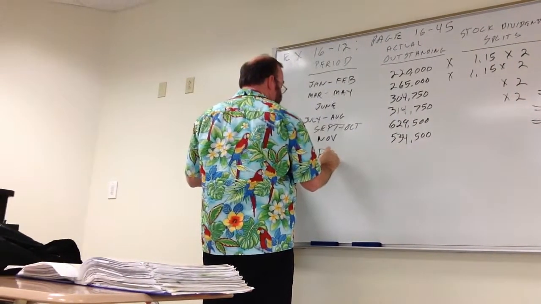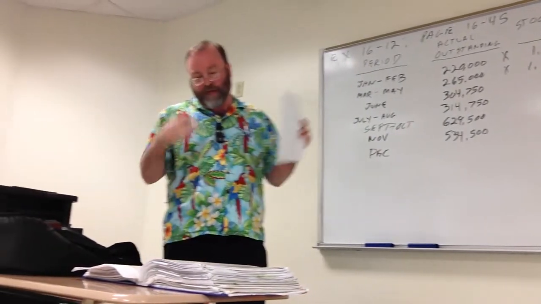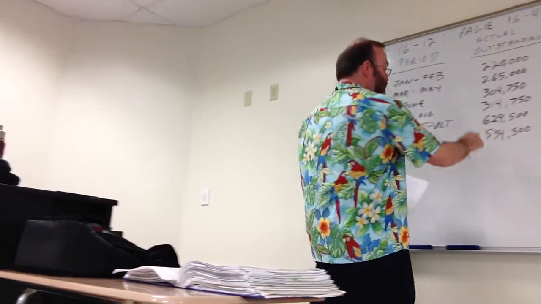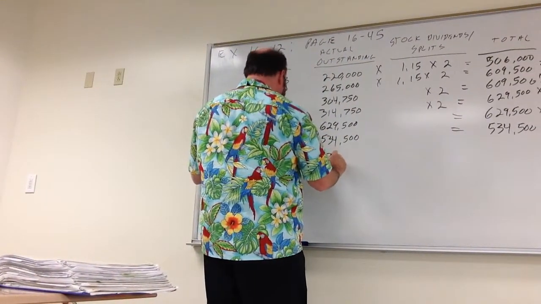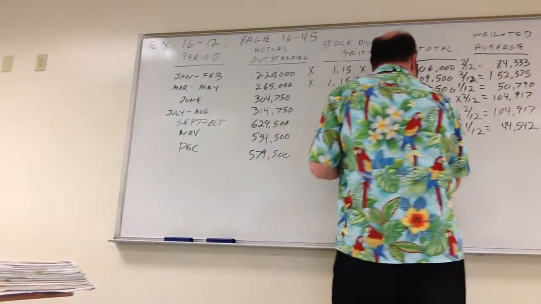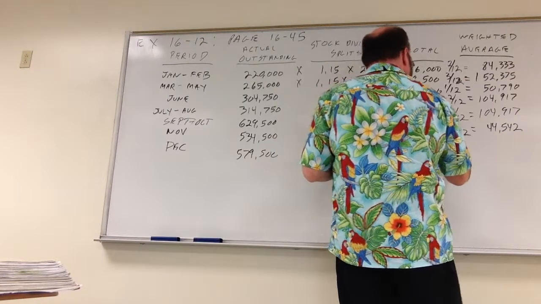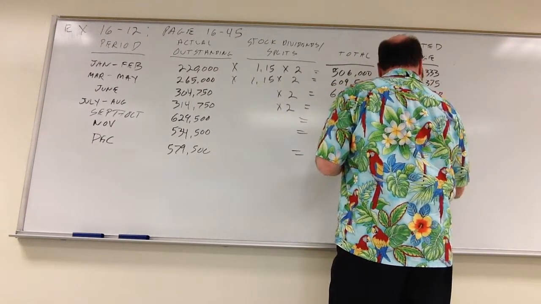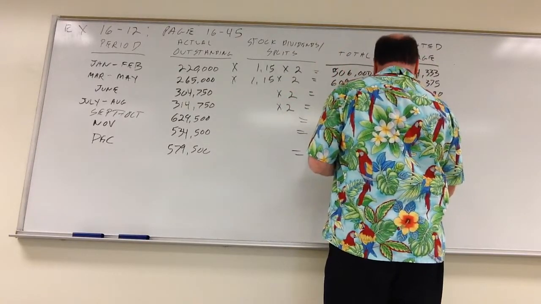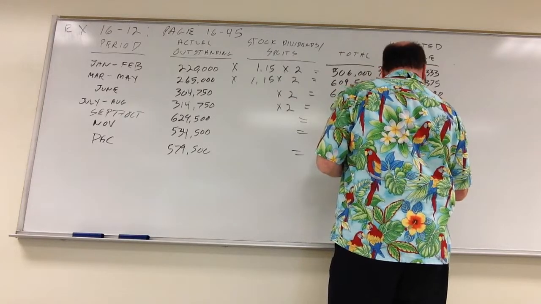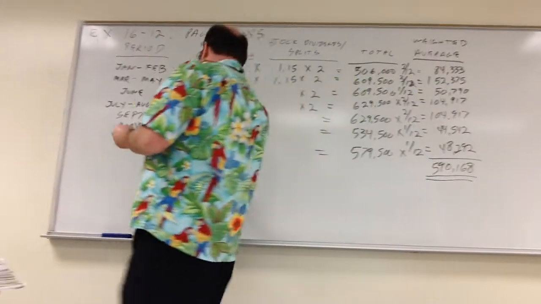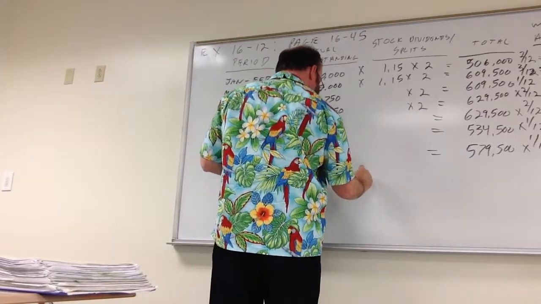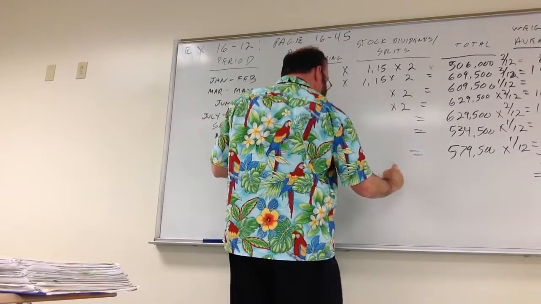And then we have, lastly, the month of December. At the beginning of December, of that 95,000 treasury stock shares that we have, we resell 45,000 of it. So if we add 45, we get 579,500. Times 1/12 is 48,292. Add all that up, and you get 590,168. And that is the weighted average shares outstanding.